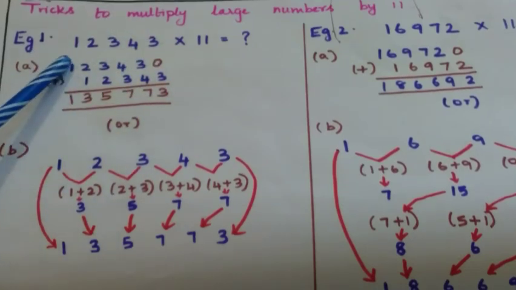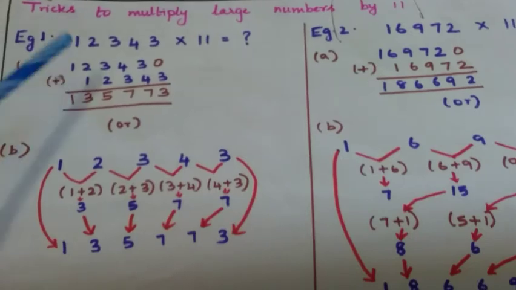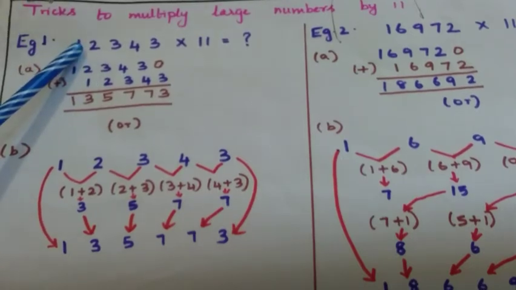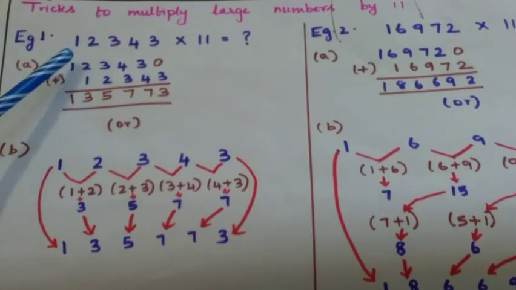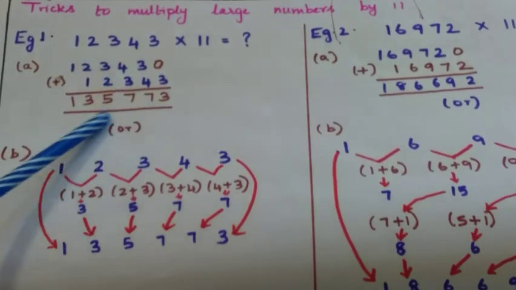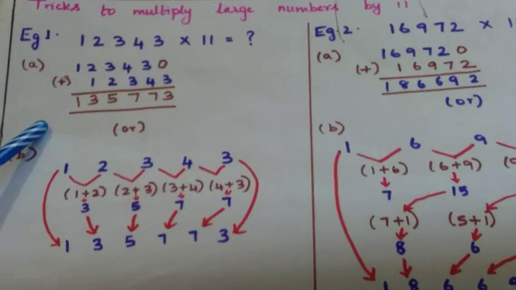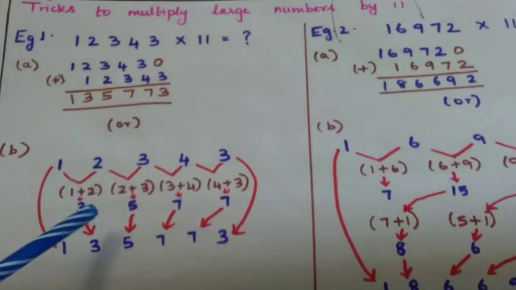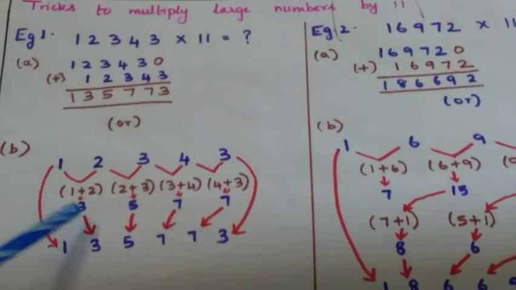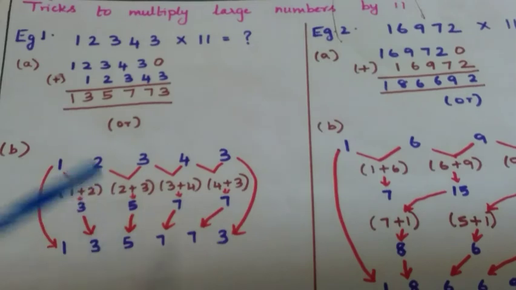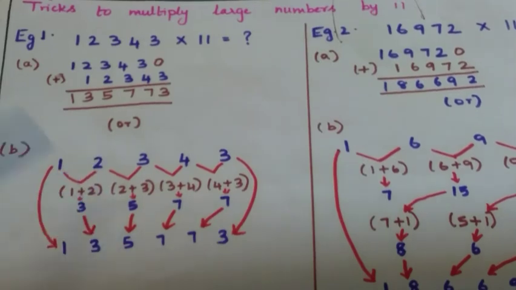Once you obtain this, then you need to add this original number, which is 12,343, to this result to obtain the final result, 1,35,773. There is another interesting trick here, which is even easier and faster to obtain the answer.